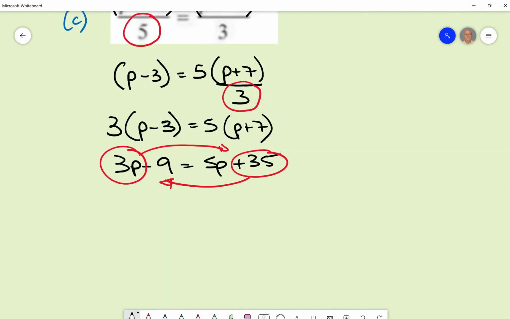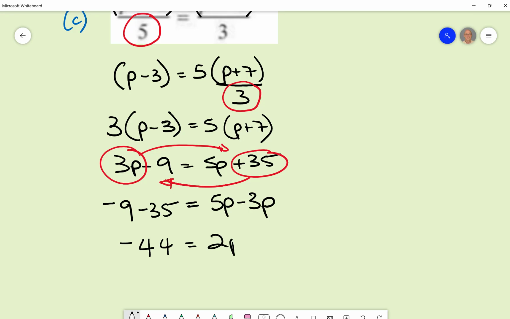The way I remember it to an extent is numbers with numbers, letters with letters. I'm rearranging the equation. So that will be 5p minus 3p. Now notice very carefully that's minus 35. Got to look at the sign in front. So negative 44 would equal 2p, negative 22 is p.